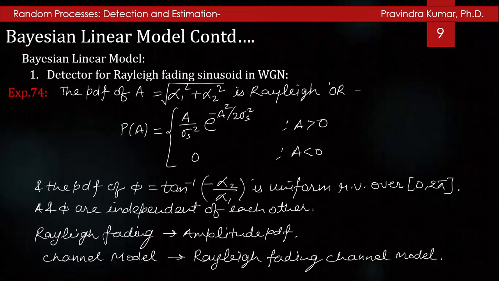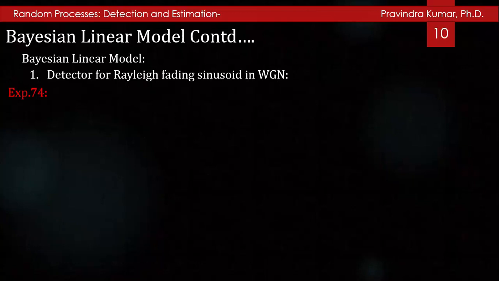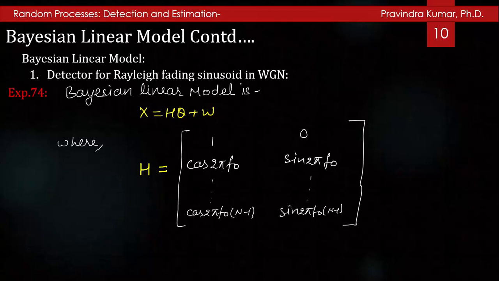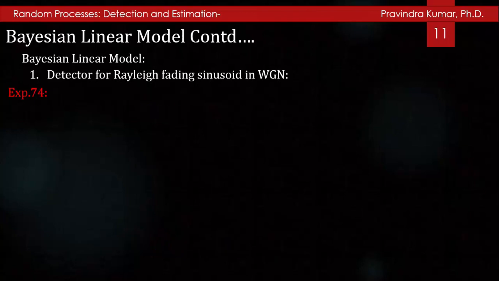With these assumptions, the observed data follows the Bayesian linear model x is equal to H theta plus omega, where the matrix H has the elements 1, cos 2 pi f naught, up to cos 2 pi f naught (n minus 1) in the first column, and 0, sin 2 pi f naught, up to sin 2 pi f naught (n minus 1) in the second. Theta has the normal distribution with mean 0 and variance sigma s square I. Omega has the normal distribution with mean 0 and variance sigma square I. And theta is independent of omega.